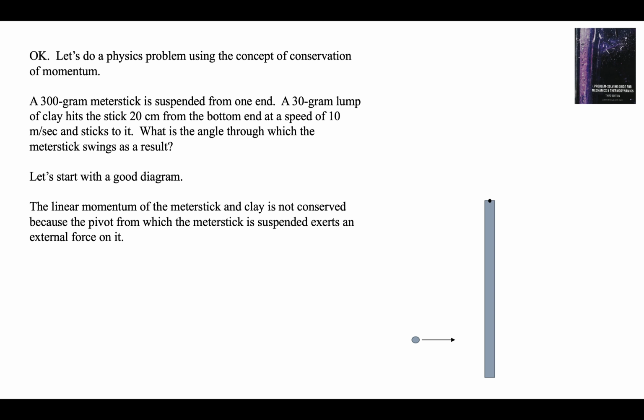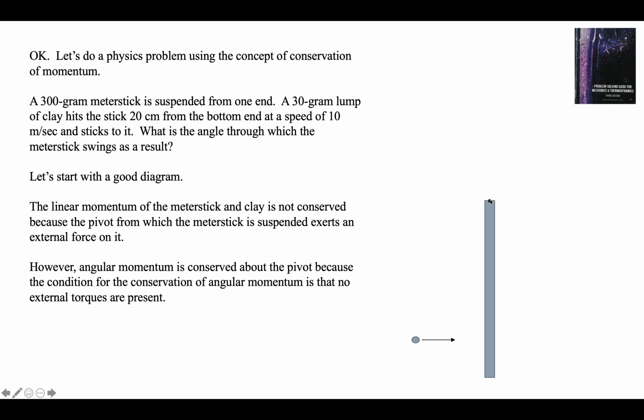In order to conserve linear momentum, you have to just lay this meter stick on a frictionless table or something. You can't have any external forces. This pivot is an external force. But angular momentum is conserved about the pivot, only about the pivot. The condition for the conservation of angular momentum is that no external torques are present. To conserve linear momentum, it's no external forces.